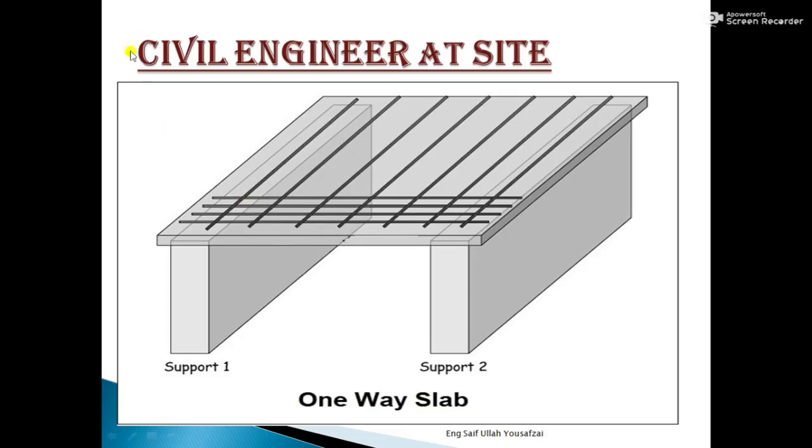So go ahead. This is a clear picture of a one-way slab. Here you can see clearly that this is support number one, and this is support 2. As already told, the supports are on opposite sides. So the main reinforcement will be in the shorter direction, and these are the main bars. The distribution reinforcement will be in the transverse direction, so these are the distribution bars.